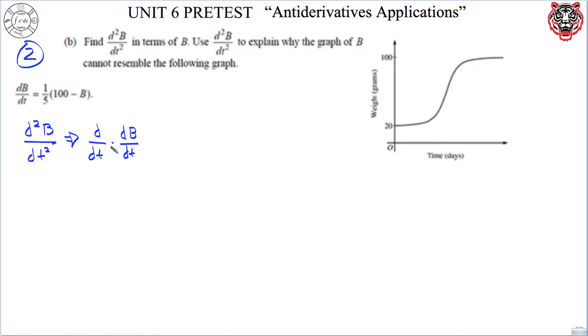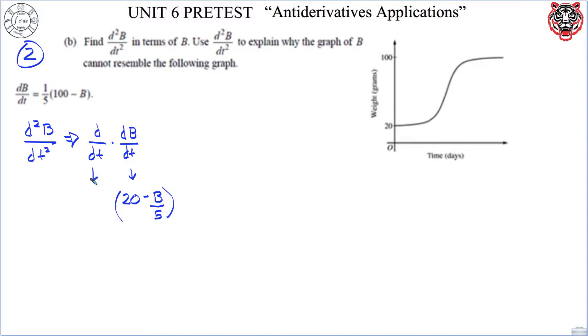This is how you need to think about it whenever you're going from the first derivative to the second derivative. We know dB/dt, but we don't know d/dt of this. So we need to take the derivative of dB/dt and multiply that. I'll multiply 1/5 through, which I think is actually better. So it's 20 minus B over 5. It's the same thing as up here, I just rewrote it.